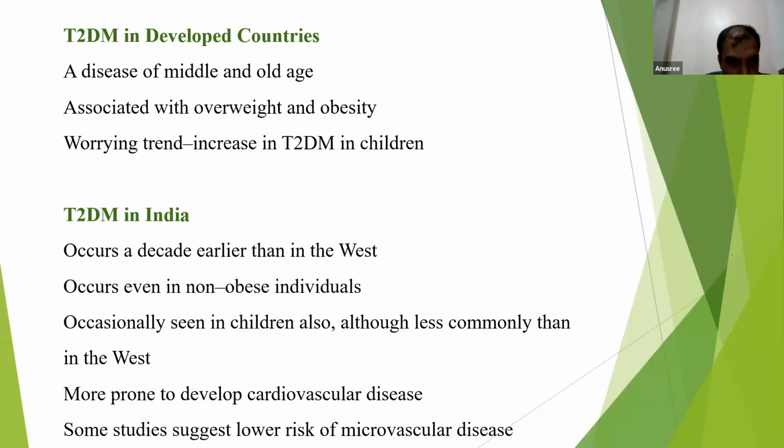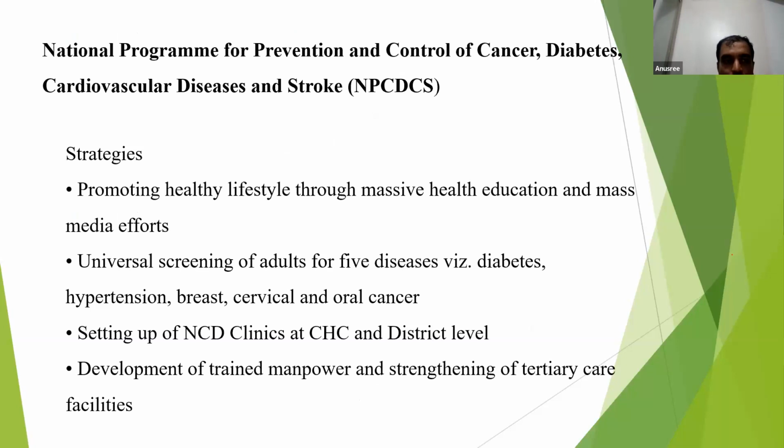There is an article suggesting that Indians are more prone to develop cardiovascular disease than Europeans, and microvascular complications are less. And just for completion, we need to know that there is a National Programme for Prevention and Control of Cancer, Diabetes, Cardiovascular Diseases and Stroke. This was implemented in 2010 and has been running successfully to an extent till now. The strategy is promoting a healthy lifestyle through massive health education. But that part is not completely true, because we know that the health education part in India is not that good.